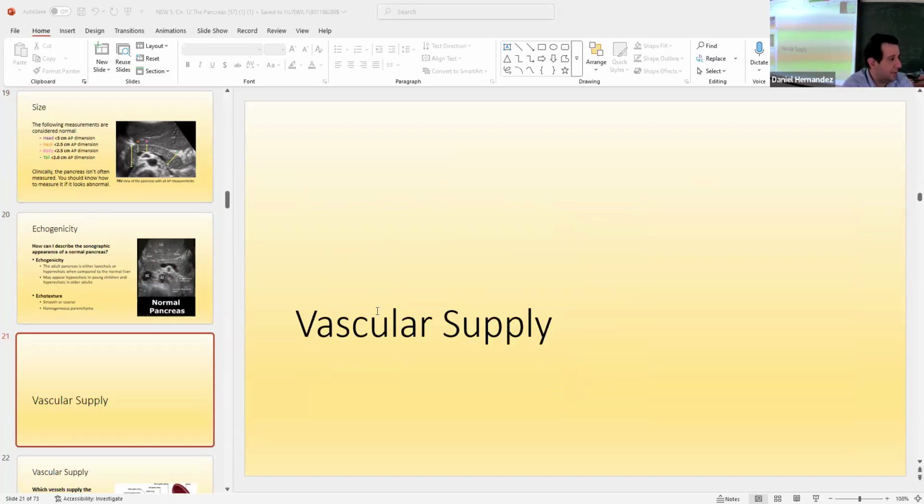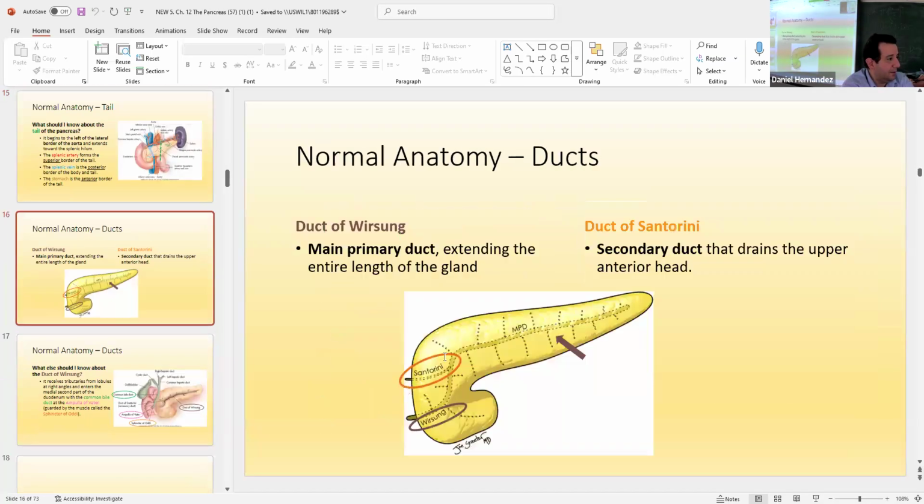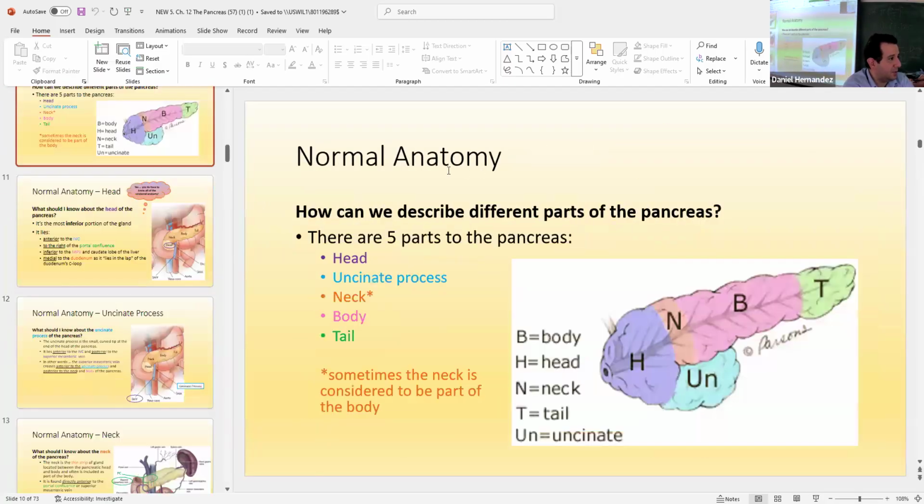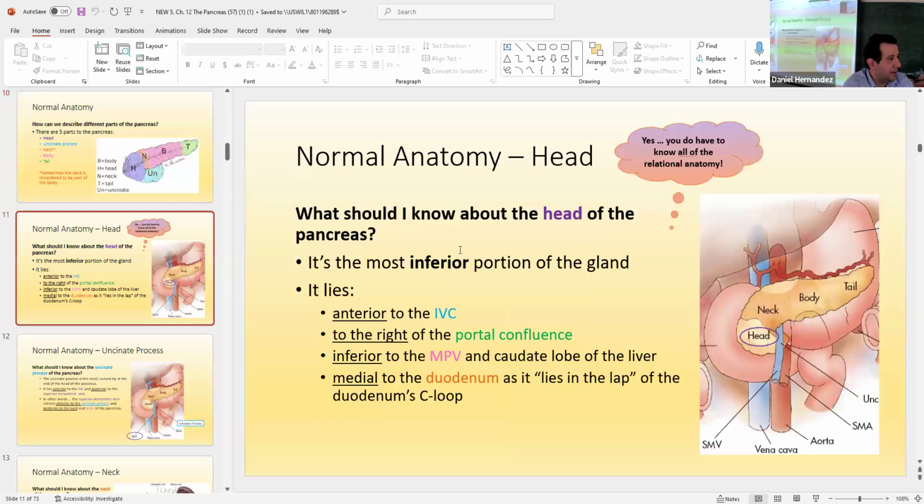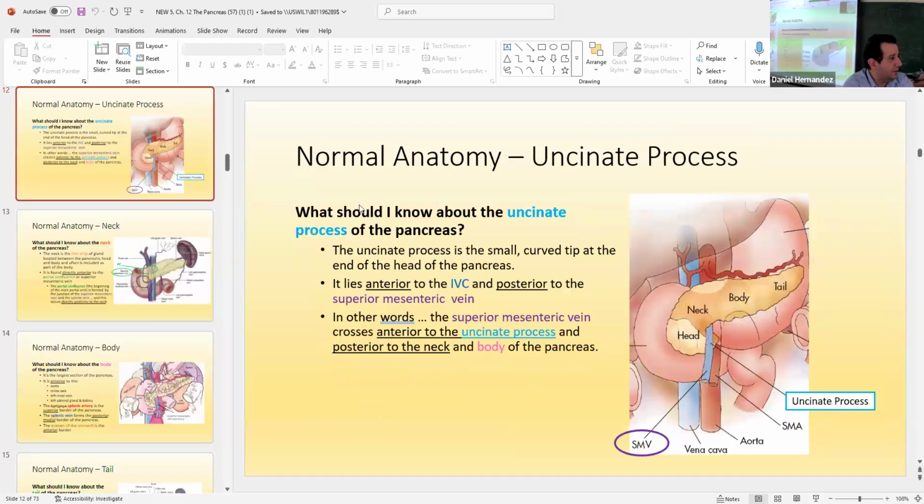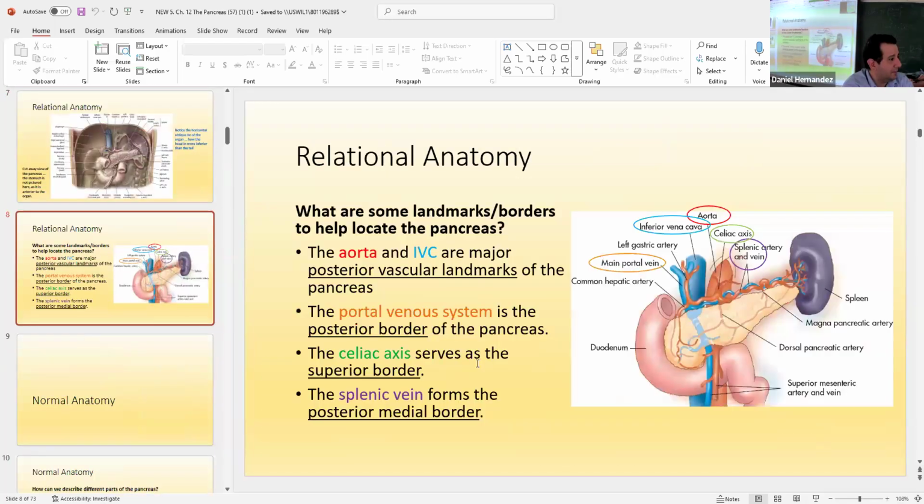So again, for relational anatomy, you can do those. These are some good slides. So those slides here: the head, uncinate process, neck, body, tail. So this basically is also explaining some of that as well.